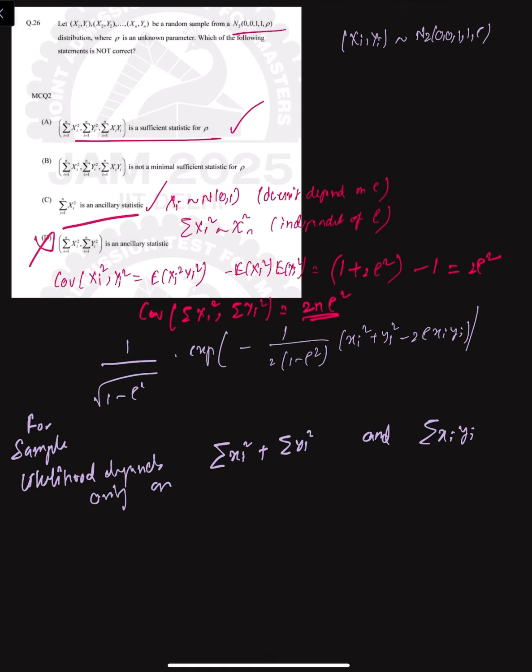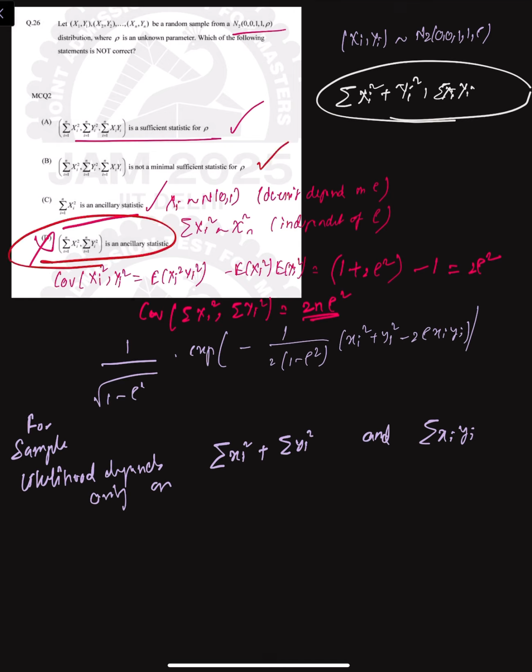And if we consider statement B, it says that this is not a minimal sufficient statistic of rho, which is correct, because we can compress the two sums into the sum of summation xi square plus summation yi square without losing the information about rho. So we can write the minimal sufficient statistic as summation xi square plus yi square comma summation xiyi. Therefore this is the minimal sufficient statistic. So the second statement is also correct. So option D is the correct answer, which is not necessarily true.